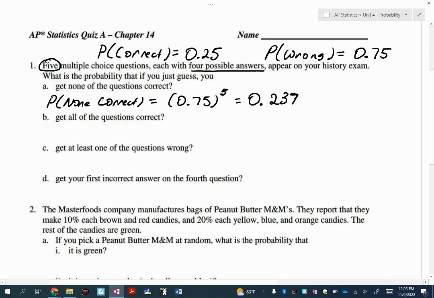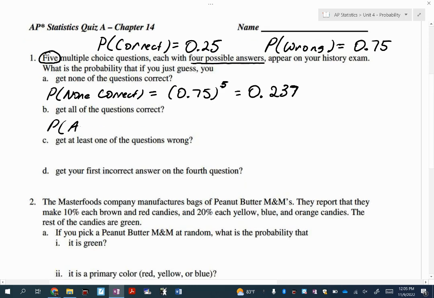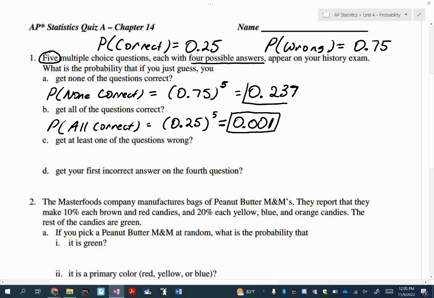Okay, get all of the questions correct. So this would be all correct. That means I'm going to have 0.25 to the 5th power. All right, so 0.25 to the 5th power is 0.001. So not very likely, which makes sense.